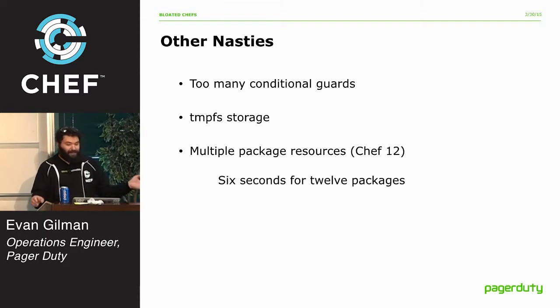So we updated our PD packages cookbook. We had 12 packages in there. We shaved 6 seconds off of our bootstrap time just by using this resource as an array instead of iterating with each. And as a bonus, it's way more readable. Instead of creating an array and then iterating over it, you can just pass it the array directly and not have to worry about any of this nonsense.